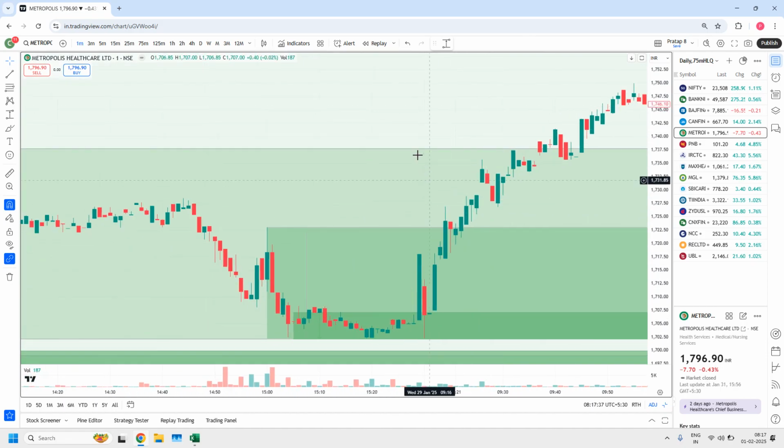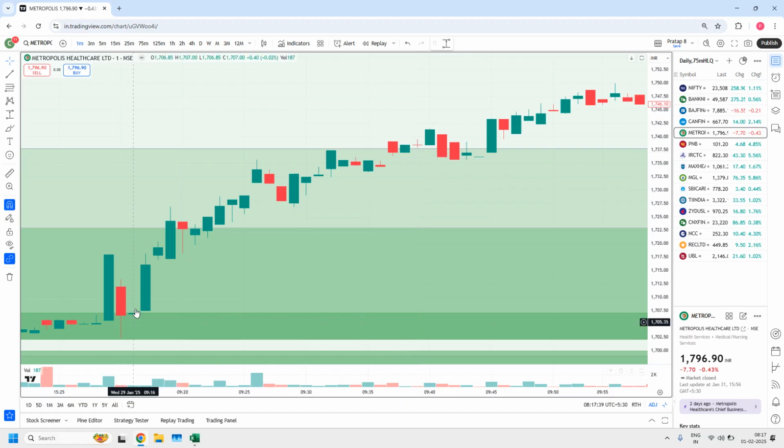What is it that you are observing in the 1 minute time frame? You have a drop candle, a base candle, and a rally candle. The drop candle is at 9:15 in the morning, the base candle at 9:16, and the leg out candle at 9:17. You draw the zone, and the same zone is reproduced again. Same zone.